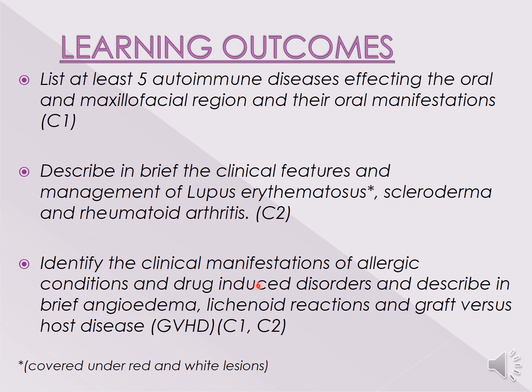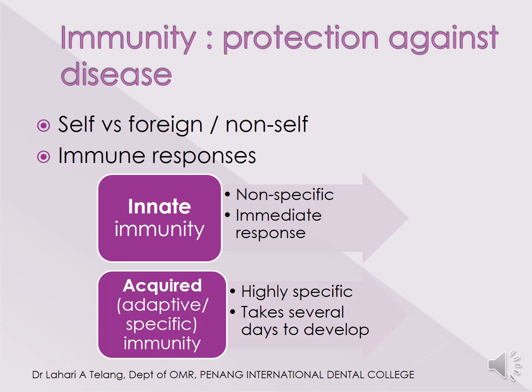So lupus we've already covered under red and white lesions. And identify clinical manifestations of allergic conditions, drug-induced disorders, and very briefly about angioedema, lichenoid reactions, and graft versus host disease. So it's a combination of quite a few chapters actually, right?